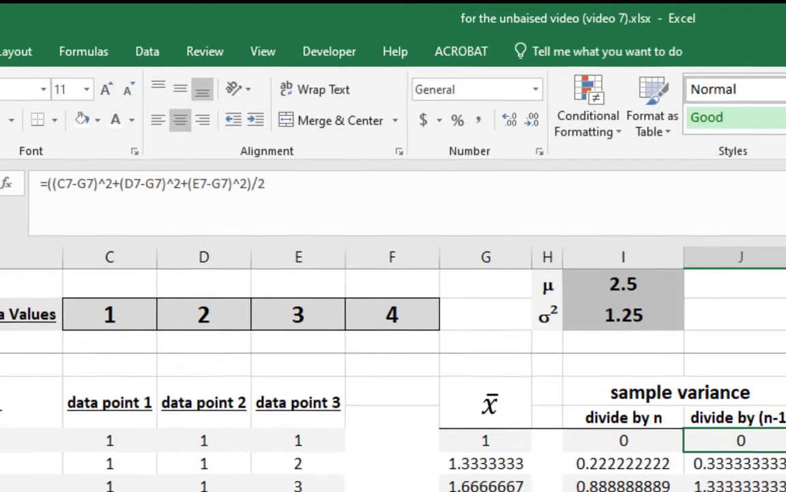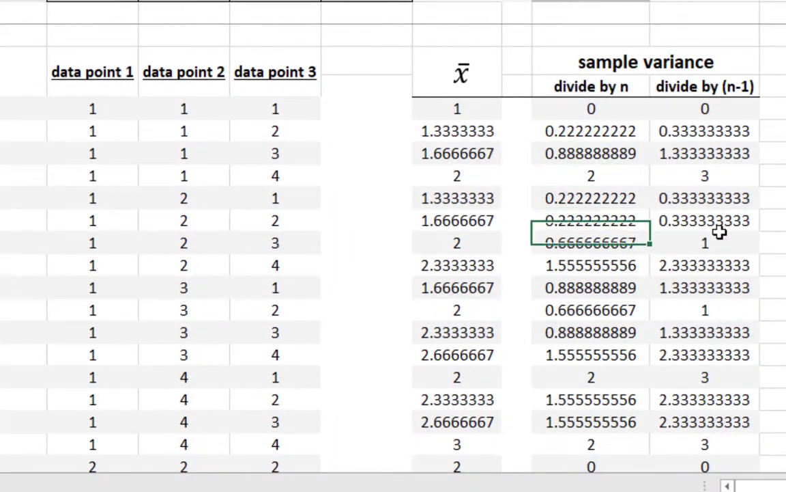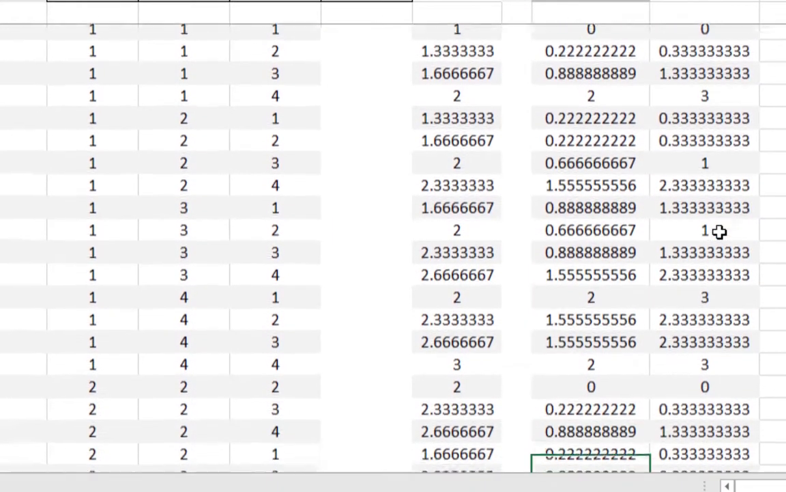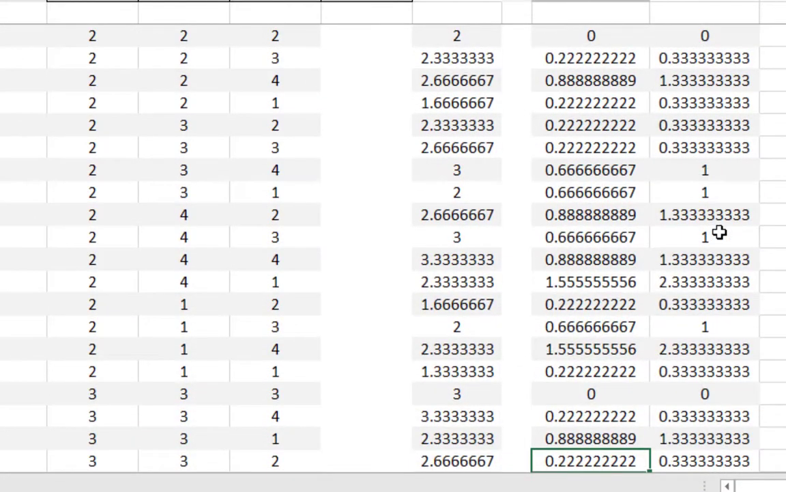Now, over in this column, the formula is exactly the same as it was in column I, except instead of dividing by 3, I'm dividing by 2. And then I copy those formulas all the way down. So this column is all divided by 3, and then the one next to it is all divided by 2. And you can see they're slightly different because you're dividing by different numbers. You're dividing the same numerator by different denominators. So unless the number's 0, you're going to be getting different values.